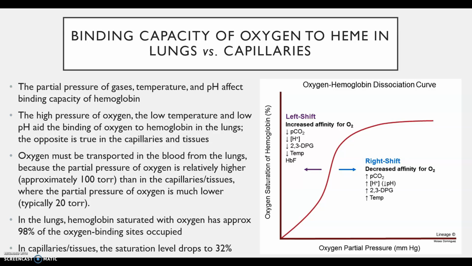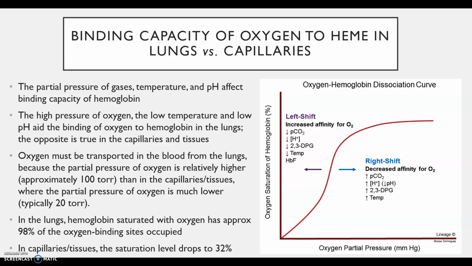As shown there, the high pressure of oxygen, the low temperature, and the low pH are going to aid the binding of oxygen to hemoglobin in the lungs. The opposite is true for the capillaries and the tissues. Oxygen must be transported in the blood from the lungs because the partial pressure of oxygen is relatively higher, approximately 100 torr, than in the capillaries and the tissues, where the partial pressure of oxygen is much lower, at approximately 20 torr.